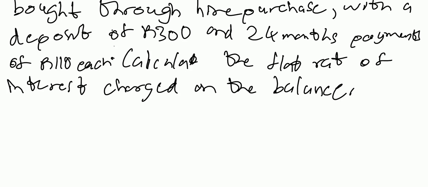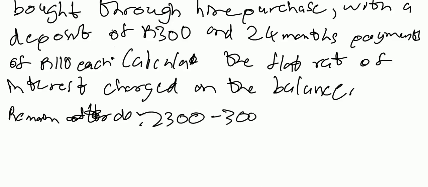So that means we can just say if he deposits 300, the remaining amount after deposit is going to be what? 2.3 minus 300, which is what? 2000. That means if I decide to pay the remaining amount over the period of 5 years, that means this 2000 is going to earn interest for a period of 5 years. Okay, so now let's continue. And 24 months payment of 110 each.